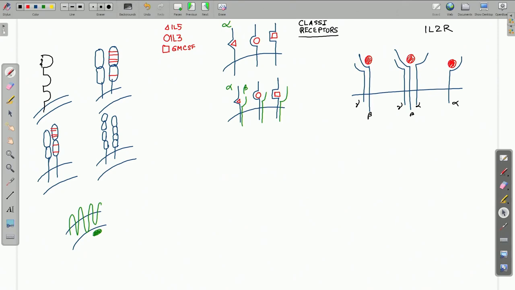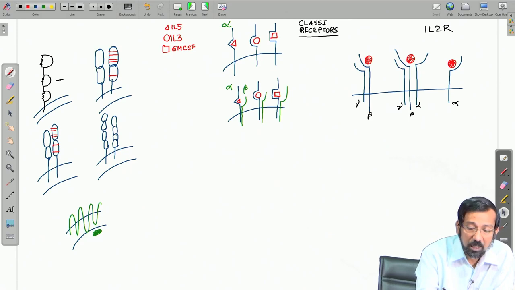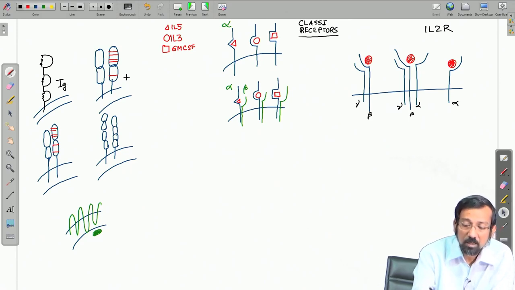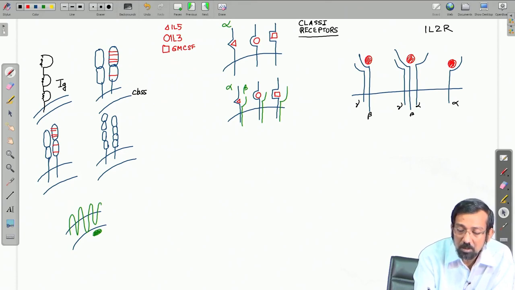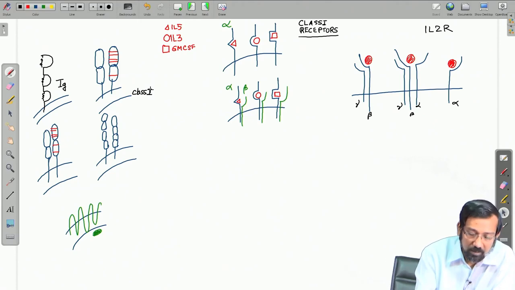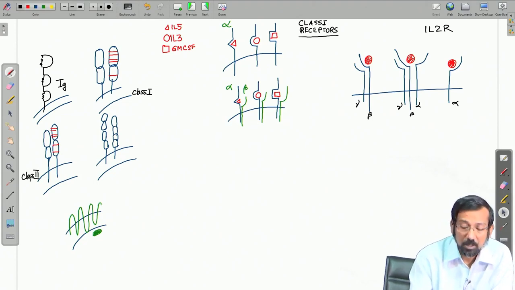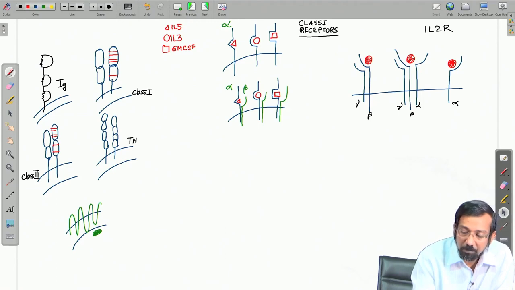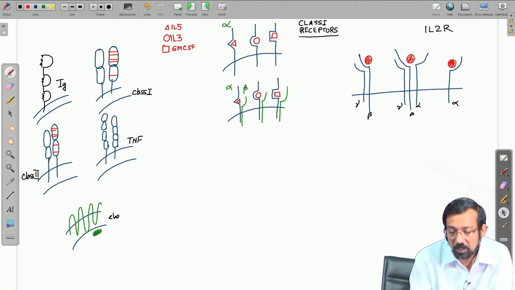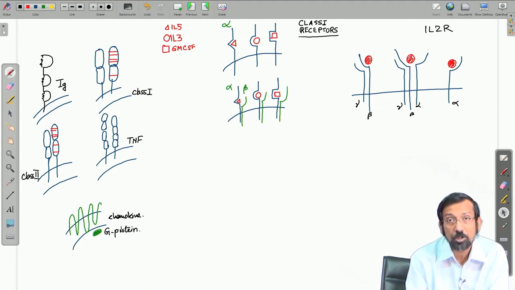So, this is an immunoglobulin family receptor, which has this kind of disulfide linkages. So, this is the Ig class or the Ig family of receptors. This is the class 1 receptors. These are the class 2 receptors, the class 2 or the interferon receptors. And then we have the TNF family of receptors, and these are the chemokine family of receptors. As I told, these family of receptors are usually associated with G protein. So, these are G protein coupled receptors.